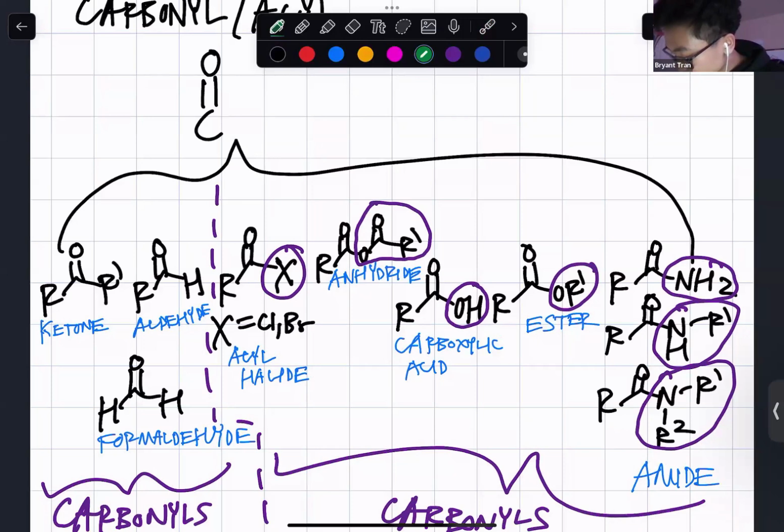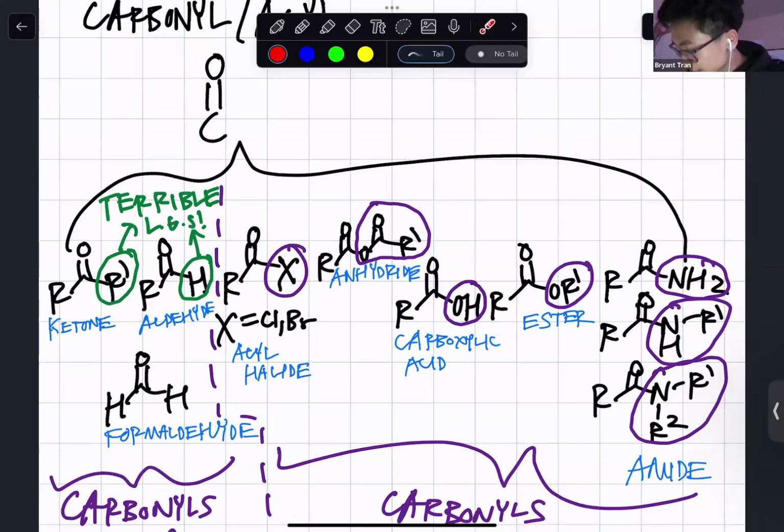Whereas if we think about these R prime and hydrogens right there, those are non-electronegative atoms, right? They are terrible, bad leaving groups. They don't want to have that negative charge at all. Terrible leaving groups. So that may be a conceptual thing, because she did go over that in her lecture notes.